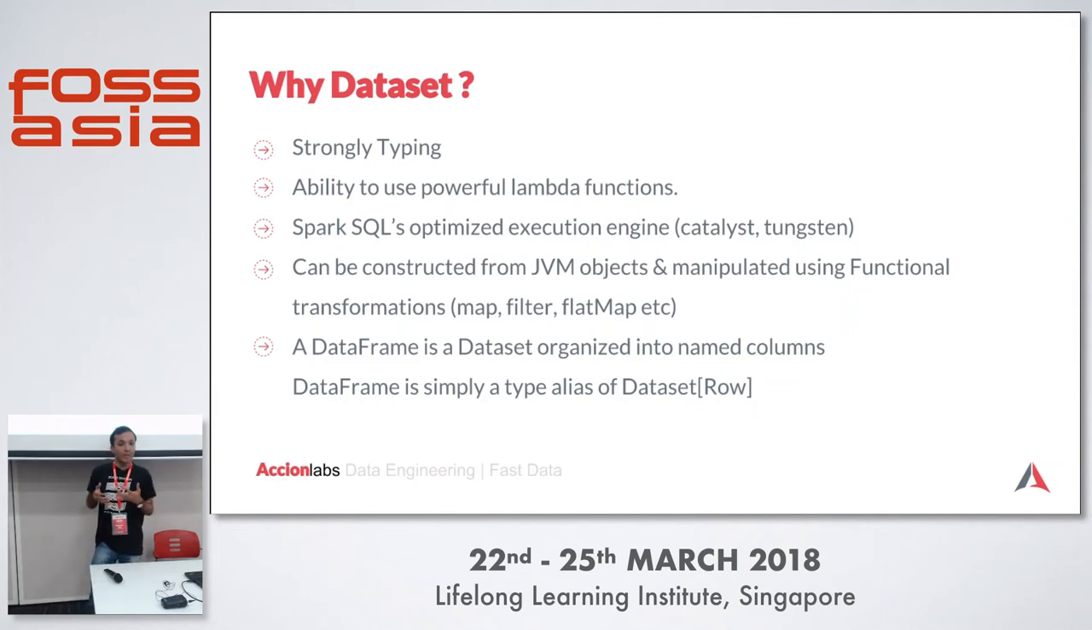So it is very cumbersome when you run a workload of like 10 TB, execute this and go home, and when you come back, you see it failed because of this typo. So Dataset is strongly typed. It will show you the error at compile time. Dataset can be constructed from JVM objects, and it uses functional transformations like map, filter, and flatMap. A DataFrame is a Dataset organized into named columns. So DataFrame is the alias of Dataset of Row, and Row is the JVM object that has the columns.